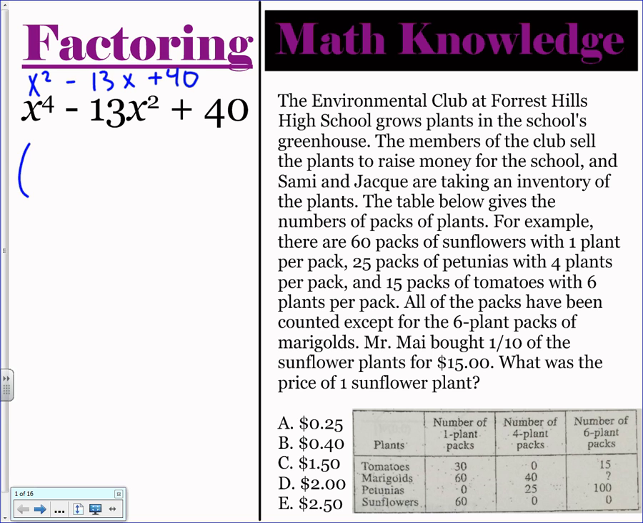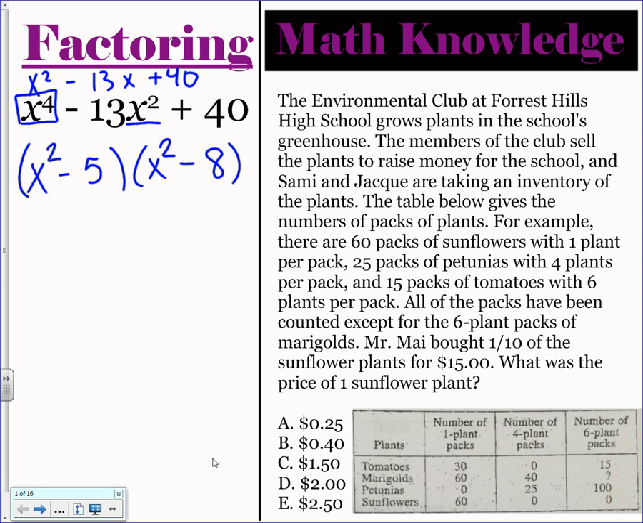All right, so this will factor, it's basically an x squared minus 13x plus 40. It's in that form. So if you factored that, you would have x minus 5 and then x minus 8. However, since we have an x to the 4th, we have to make that a squared, and then that'll take care of that x squared right there. Now, those are two differences of squares.